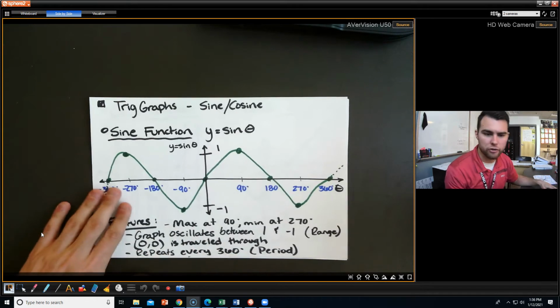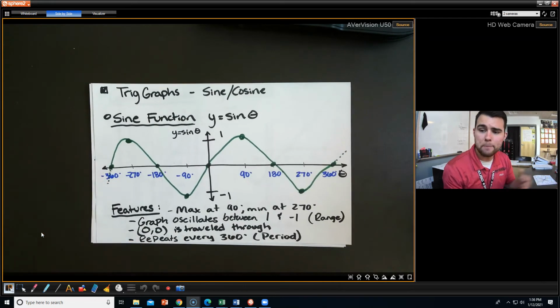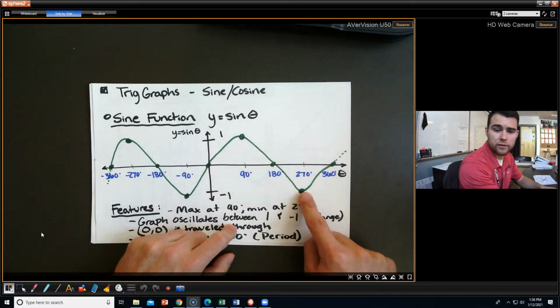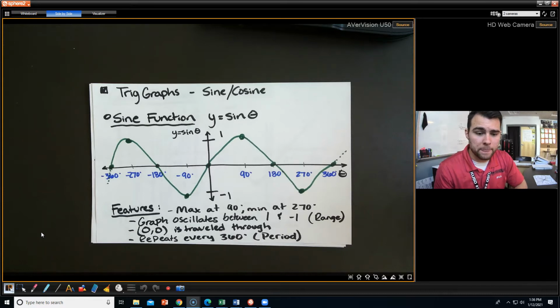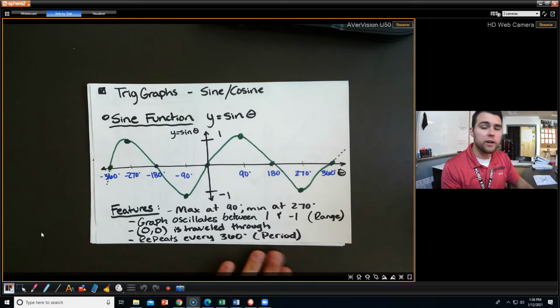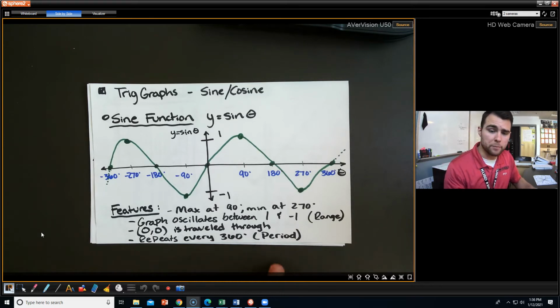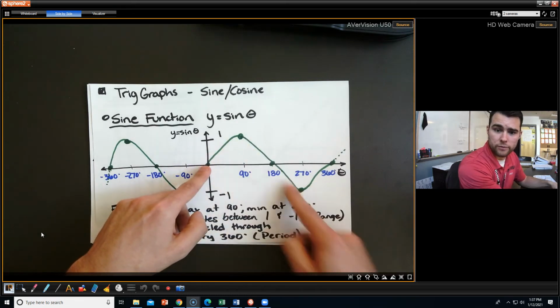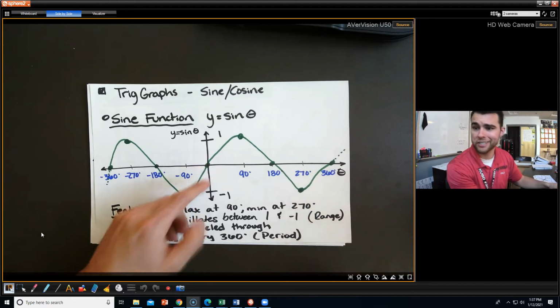So there are some features with this graph. We get max values at 90 degrees, and we get minimum values at 270 degrees. This is repeating over and over again. The origin, 0, 0, is traveled through. That's important to note, which you'll see with the cosine graph. And it repeats every 360 degrees. We call this the period of the graph. The period of a graph is how long it takes for it to complete one cycle. And so it takes 360 degrees to do so.